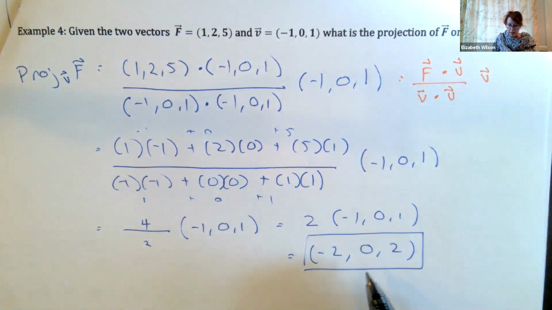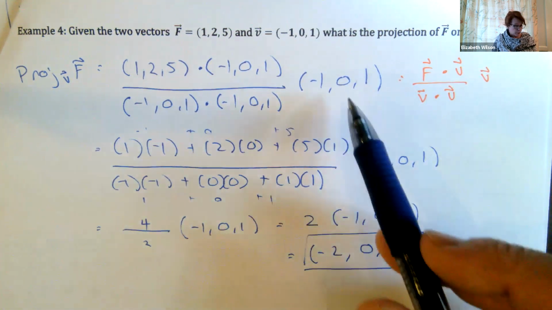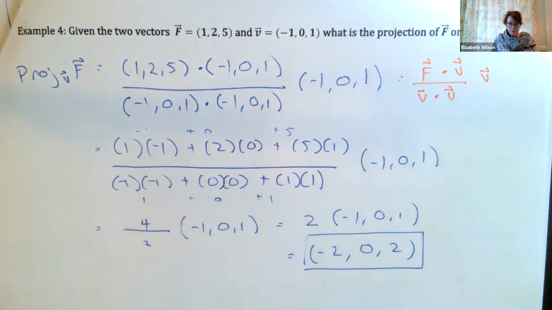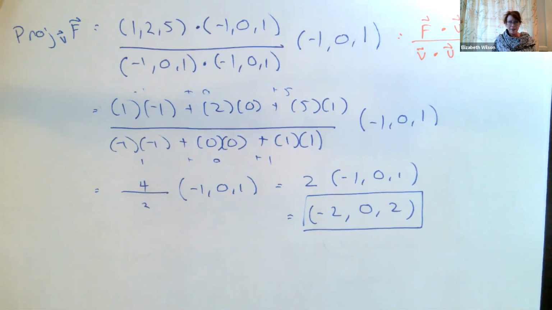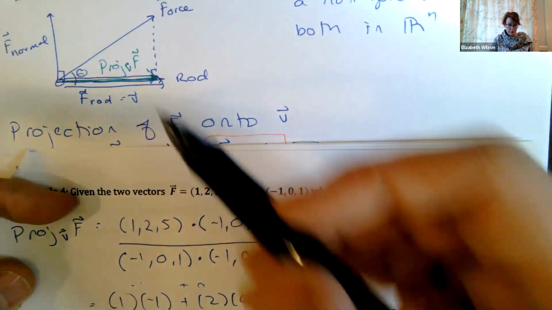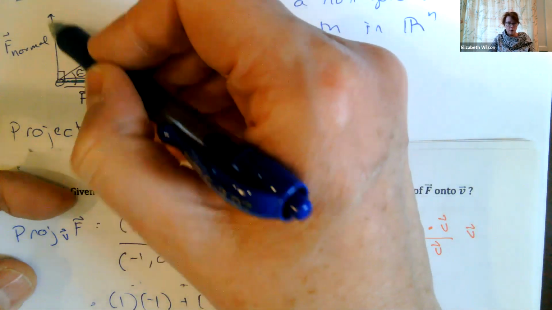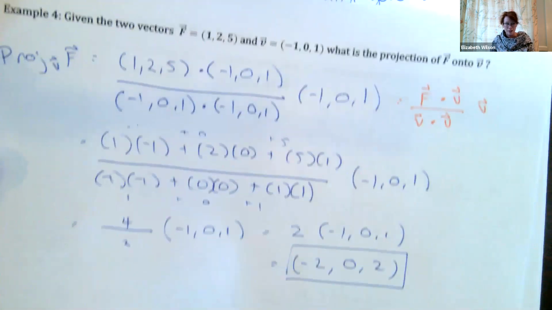Okay, so this is a scalar multiple of our V. It should line up, it should be a scalar multiple of our V. Now, what we often do with projections is we need to calculate this part right here. We need to calculate the orthogonal to our projection, F normal. That's the orthogonal to our projection.